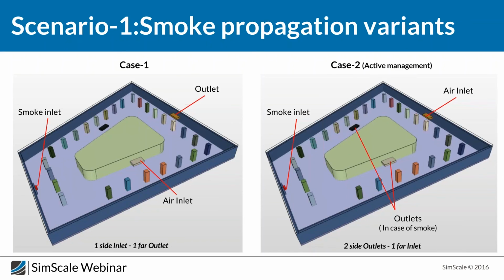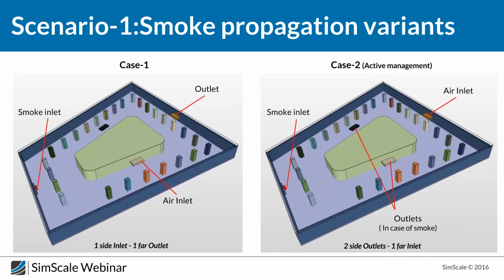And we have case 2 from scenario 1, which is essentially the same thing. We simply rearrange and change the number of inlets and outlets. So the smoke inlet stays the same, but we use an air inlet at the far end of our garage, and we add 2 outlets in the middle. We also could call this active management. This is a case where you design a system to behave differently based on what the input is.